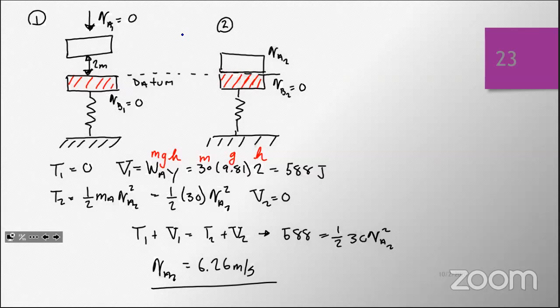I can run my conservation of energy equation. The sum of the kinetic plus potential energy at the start is equal to the potential plus kinetic at the end. So 588 is equal to 1/2 times 30 times v_A2 squared. We can solve this for v_A2 at 6.26 meters per second.